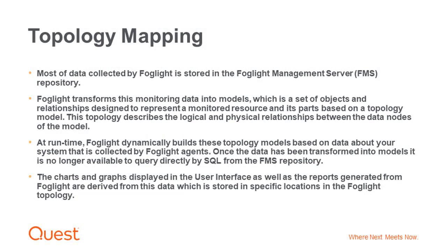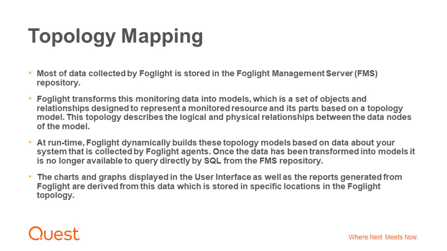Most of the data collected by Foglight is stored in the Foglight Management Server FMS repository. Foglight transforms this monitoring data into models, which is a set of objects and relationships designed to represent a monitored resource and its parts based on a topology model. This topology describes the logical and physical relationships between the data nodes of the model. At runtime, Foglight dynamically builds these topology models based on data about your system that is collected by Foglight agents.